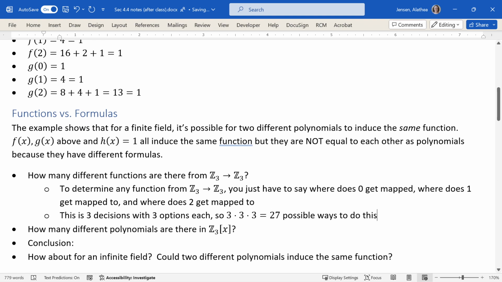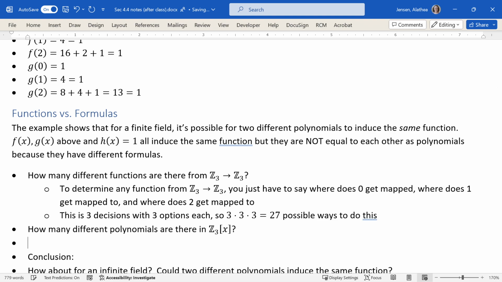Not very many. On the other hand, how many different polynomials are there in Z3 bracket X? Infinitely many. So for example, you can have 1, x, x squared, x cubed. Those are all polynomials. Okay, x to the 4th. Just keep going. X to the 5th.